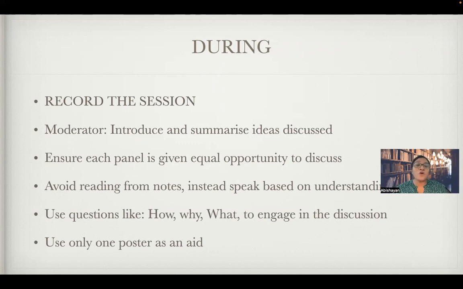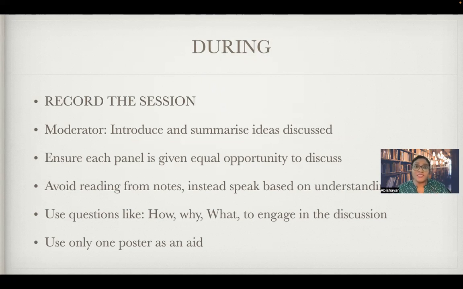Being the moderator, you are someone who manages the discussion and makes sure that each of your panel gets the chance to speak. You're supposed to introduce and summarize the ideas spoken by each panelist. You should not limit your role to just saying, "Oh, I agree with that." Instead, you can agree or disagree, and at the same time provide a little extension to the idea discussed by the panel.